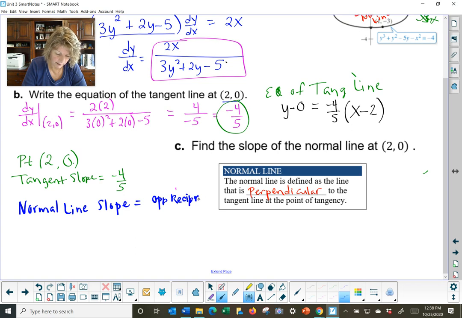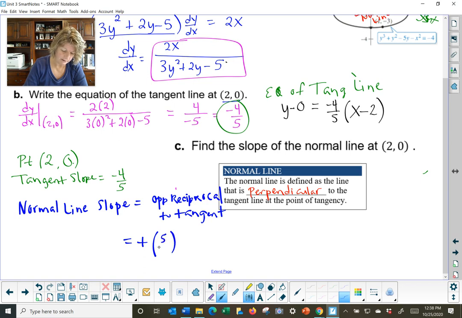Pen's not writing very well. Reciprocal to tangent slope, right? Write as much as you need to remember that. So what's my slope? Well, my slope's going to be opposite, so I'm going to have a positive, and it's the reciprocal, so 5/4.